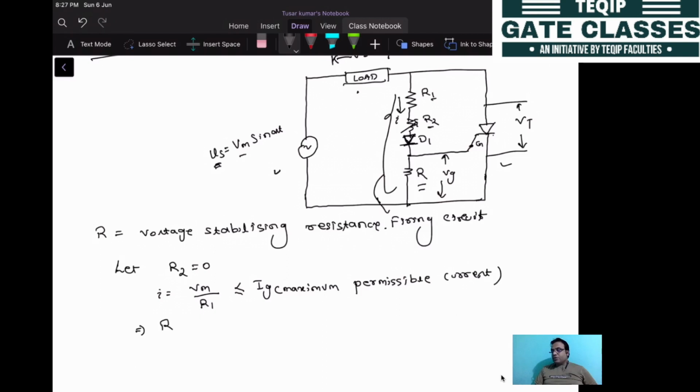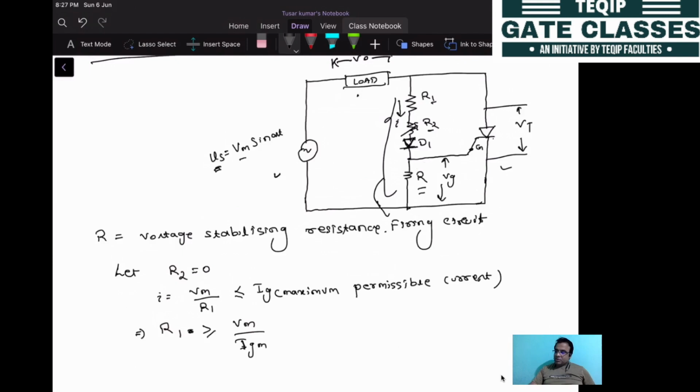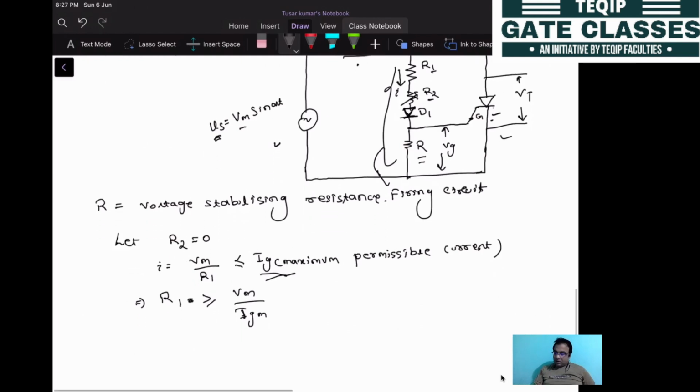Whenever you go to design this circuit, you need to know the value of R1. R1 you can find out: it will be greater than or equal to Vm divided by IgM, where IgM is the maximum permissible current. To design this, you will have the data sheet of the thyristor. From the data sheet you can get this value of current, put it here, and find out the value of R1.